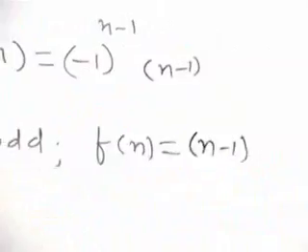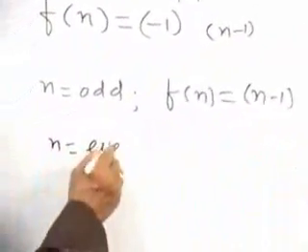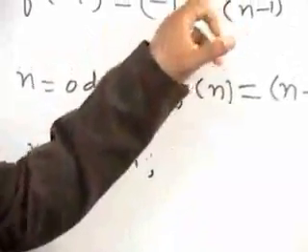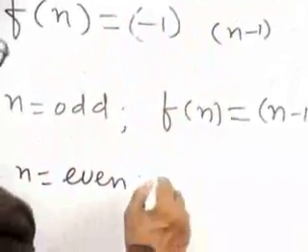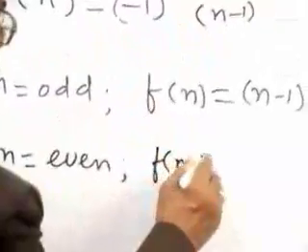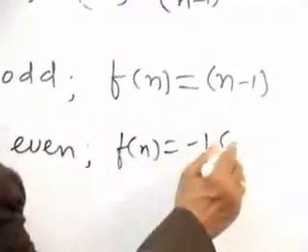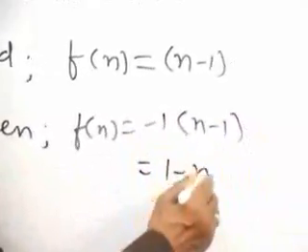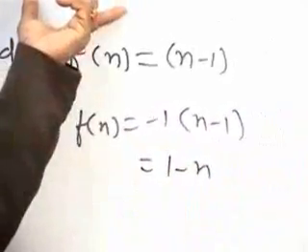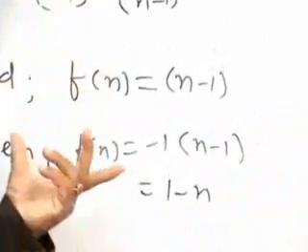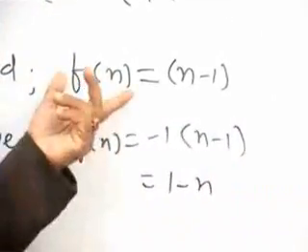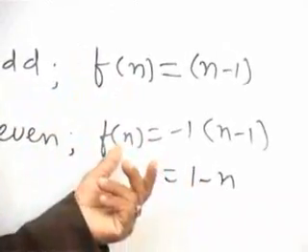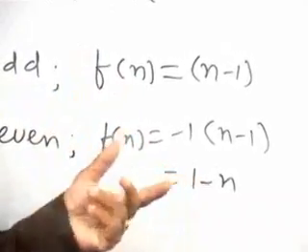When n is even, n minus 1 will be odd. Therefore, this will be reduced to minus 1. Therefore, f of n will be equal to minus 1 into n minus 1, or that will be equal to 1 minus n. Therefore, instead of keeping this in this form, decode this. When n is odd, what is f of n? When n is even, what is f of n? Then go to the next hypothesis, what he wants.